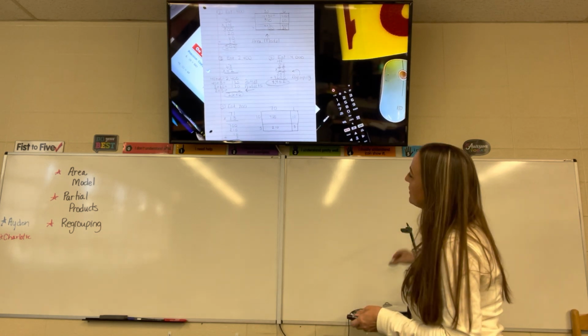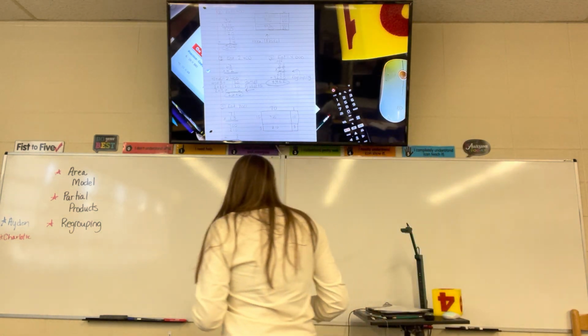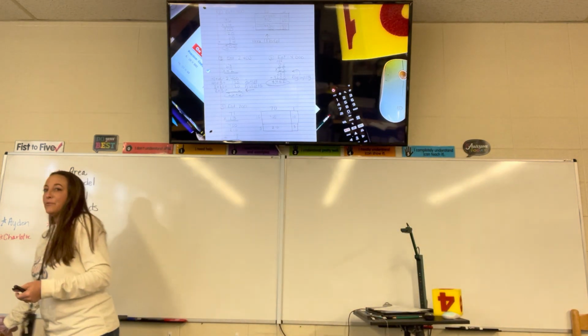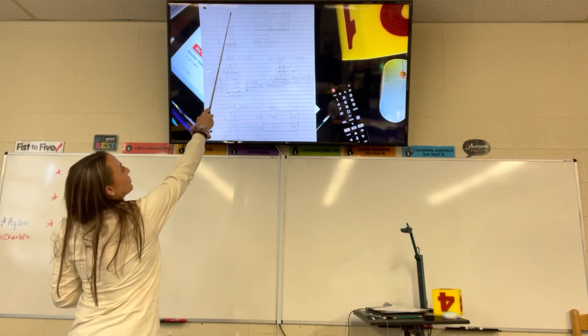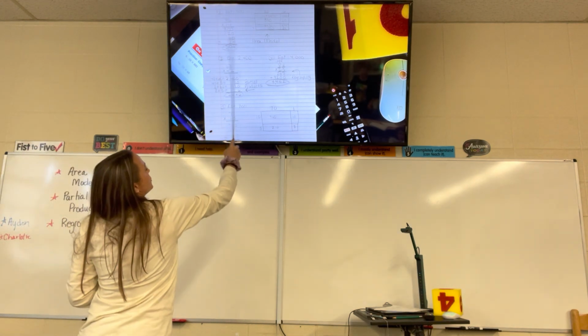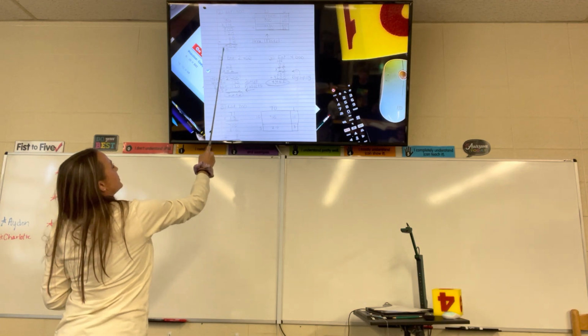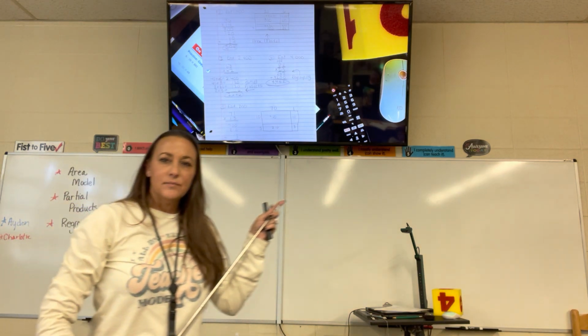So here's an example of how I would like to see when you use notebook paper. You need to circle the problem number, write your estimate, show your work, and then circle your answer. Okay? So choose 4 problems.